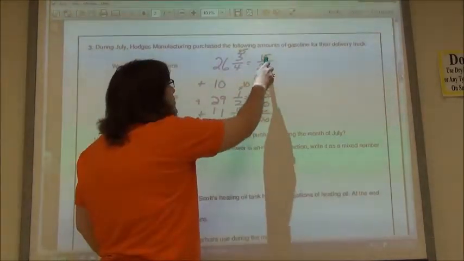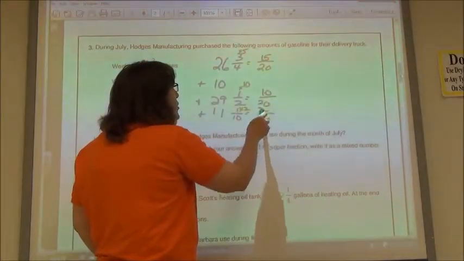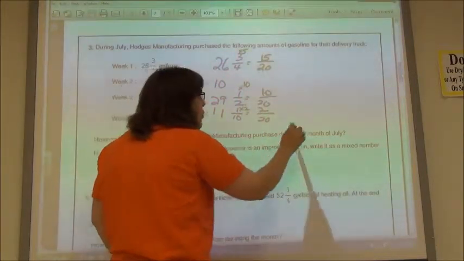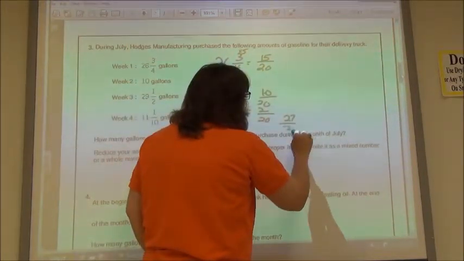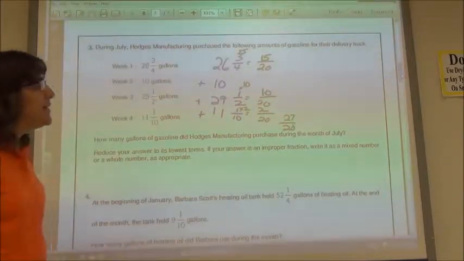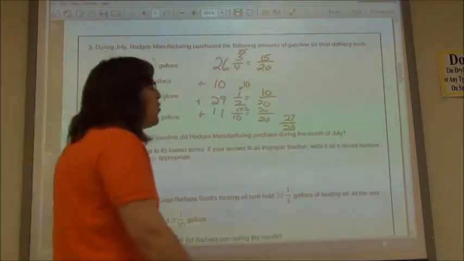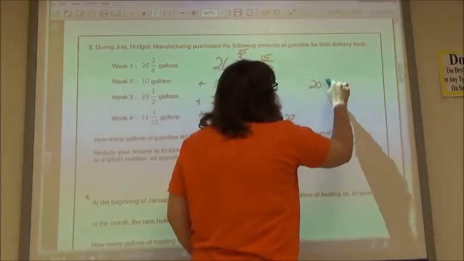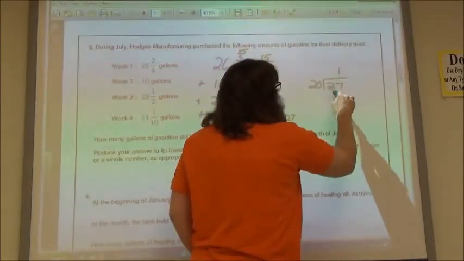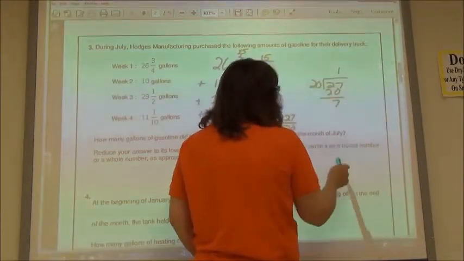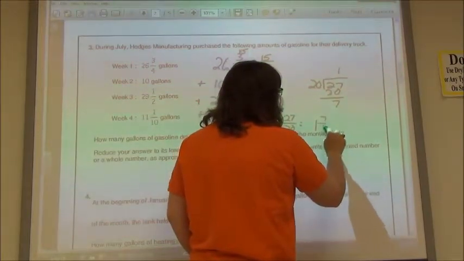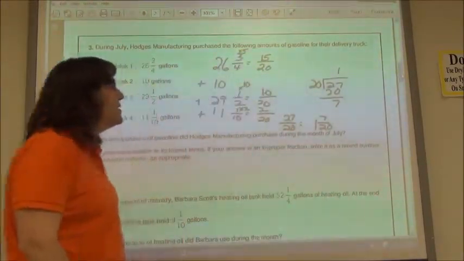So if I add those, 15 plus 10 plus 2 would give me 27/20. 27/20 is an improper fraction. I need to rewrite that as a mixed number. So I'm dividing 20 into 27. Goes in there once with 7 left over. So 1 and 7/20 is what I get as my mixed number.